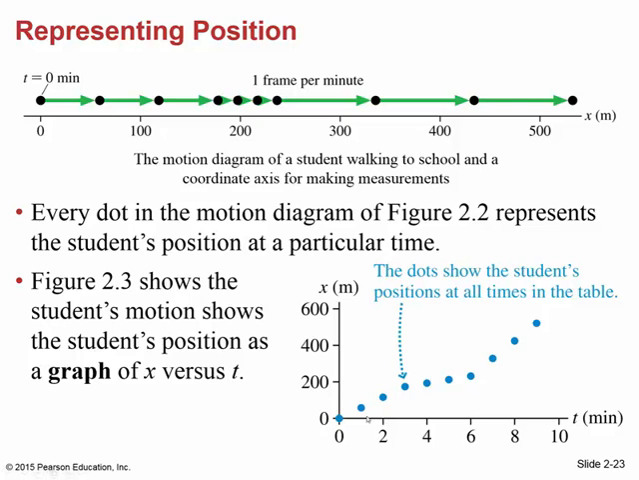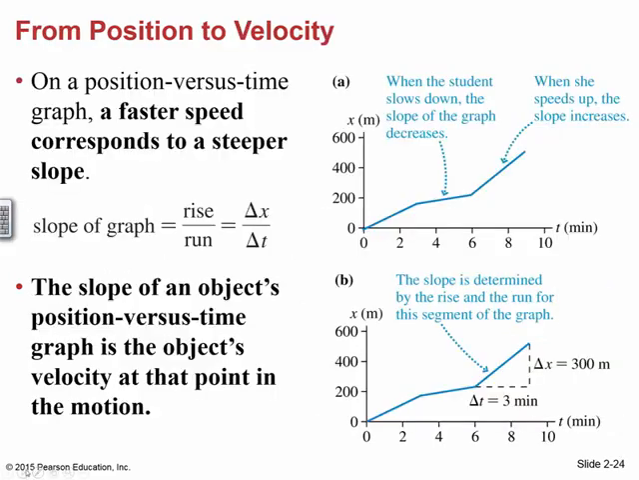So when we start analyzing each dot, we see that the dots tell us the position of the person or the object at a given time interval, okay? And so you can see at time 4 we're at 200 meters. At about time 9 seconds we're at about 550 meters or thereabouts, okay? And so graphs become extremely useful to describe motion of an object, and so that's why we use them.